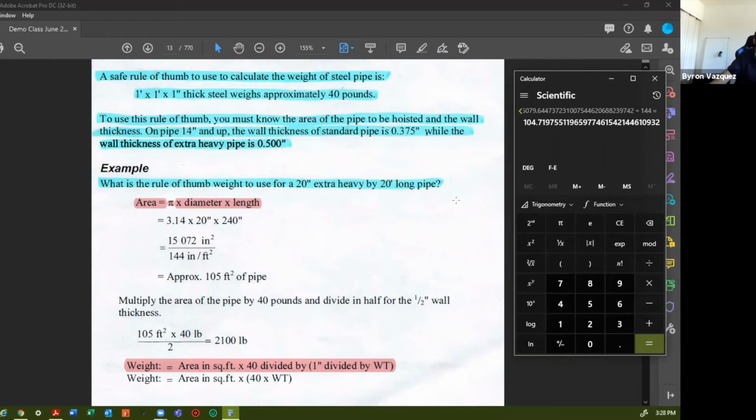So we're about halfway there. So we need to calculate the weight. We found the surface area. And so what we're going to do is apply our rule of thumb.